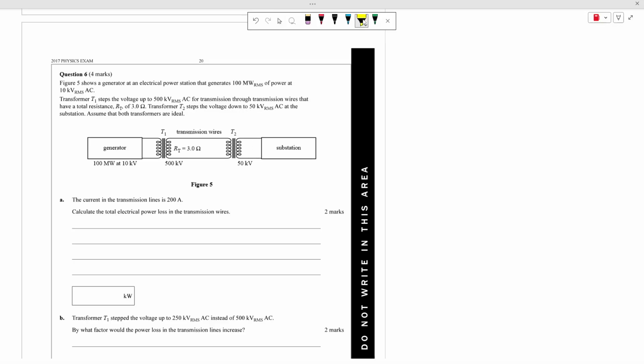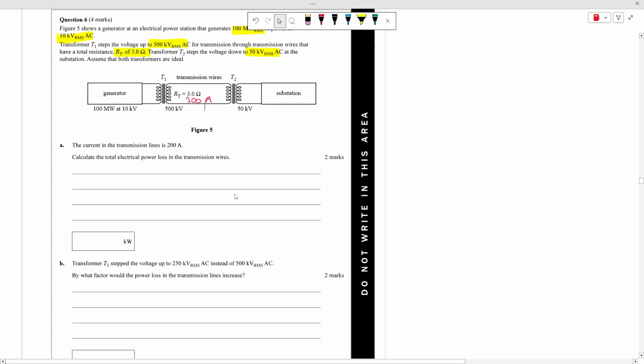So let's highlight our numbers. It's power. That's the voltage on the left-hand side of the first transformer. That's the voltage on the right-hand side of the first transformer. Resistance of our power lines. That is the voltage on the right-hand side of the second transformer. Okay, and all that information is drawn again in your diagram. The current in the transmission lines is 200 amps, and that means 200 amps here. Calculate the total power loss in the transmission wires.